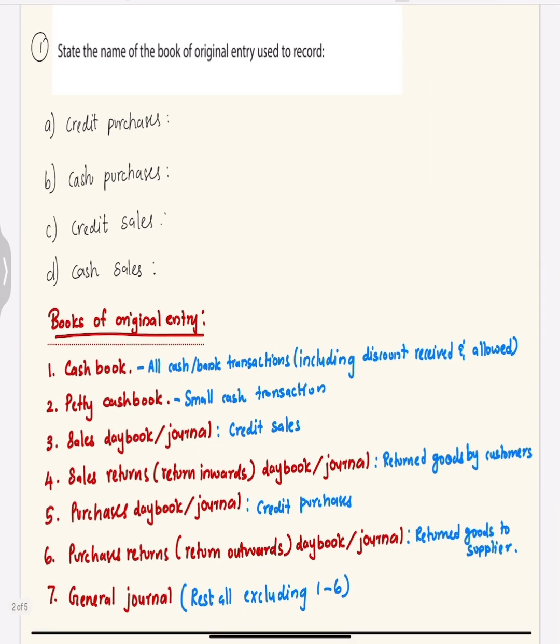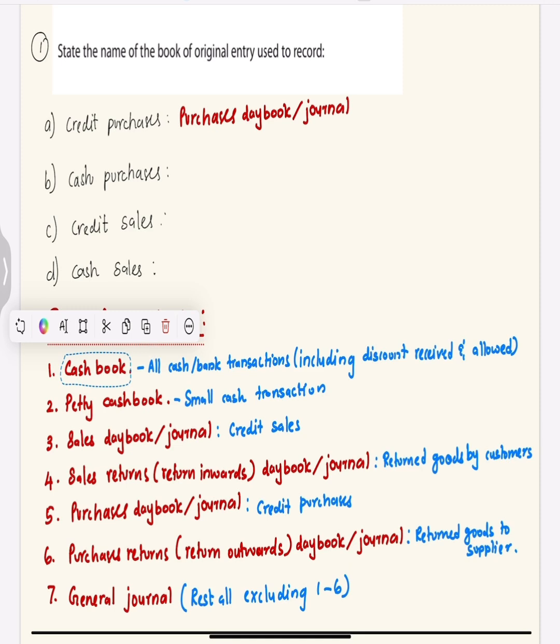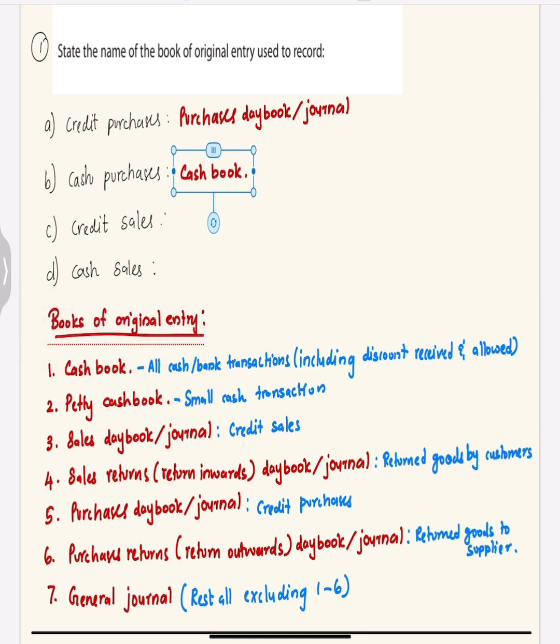Accounting revision. State the name of the book of original entry used to record credit purchases, cash purchases, credit sales, and cash sales. So the answer for the first question should be purchases daybook or journal. Cash purchases are entered in the cash book. Credit sales are entered in a sales daybook or journal, whereas cash sales are entered in the cash book.